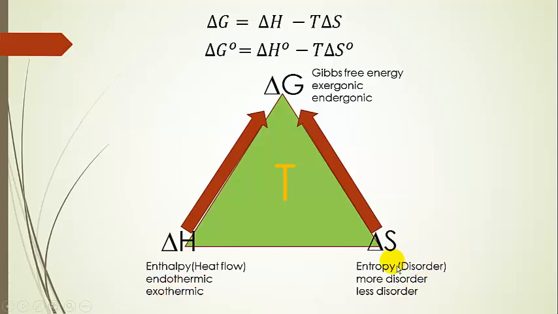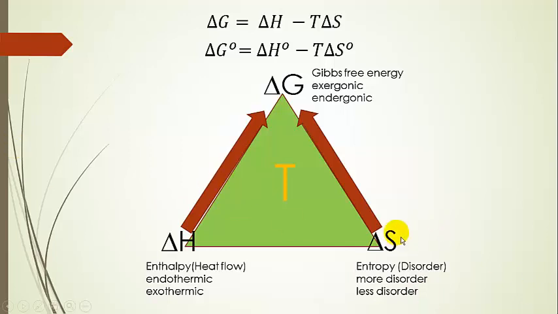And then entropy, which is a measurement of order or disorder. Does the reaction proceed toward more order, or does the reaction proceed towards more disorder? If there's more disorder, then delta S, the change in entropy, is positive. If there's less disorder, if there's more order being produced in the products, then the value of delta S will be negative.